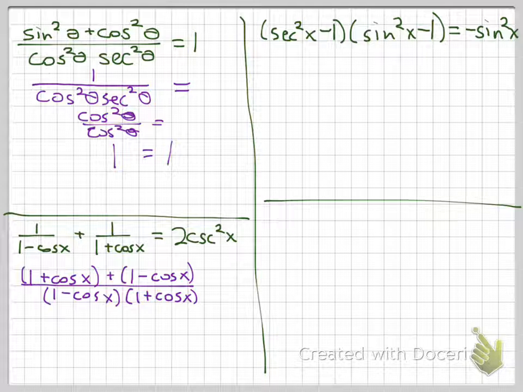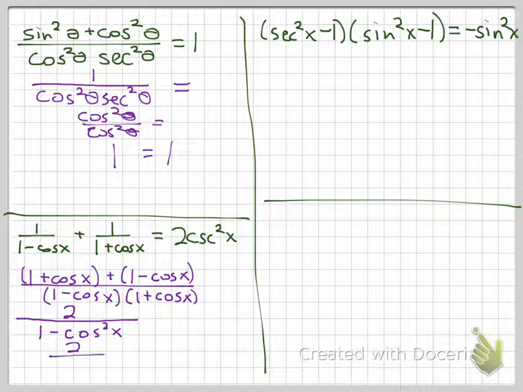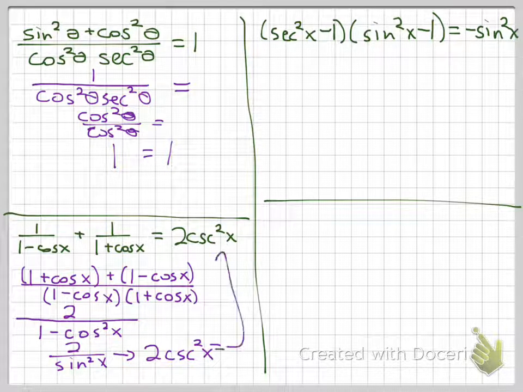Let's simplify the top first. The top becomes 2 plus cosine x minus cosine x, so that's just 2. The bottom is a difference of two squares. It becomes 1 squared minus cosine x squared, or just 1 minus cosine squared x. Now from here, we can use our Pythagorean identity, which said that sine squared plus cosine squared equals 1, to rearrange the denominator to just be 2 over sine squared x. And then the reciprocal of sine is cosecant, so we get 2 cosecant squared x, equals what we had above.